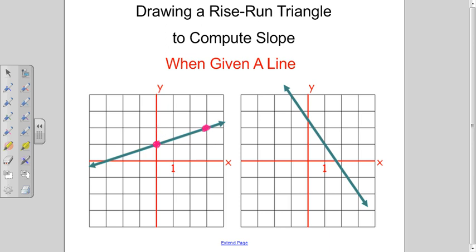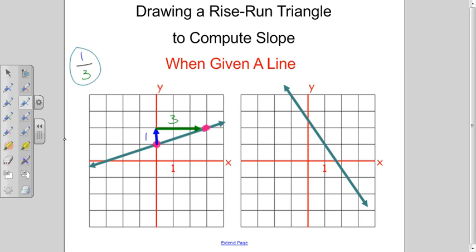So that is going to give me a rise of 1 and a run of 3. So the slope of this line could be expressed by rise over run of 1/3. It can't be simplified, so you would just say 1/3.